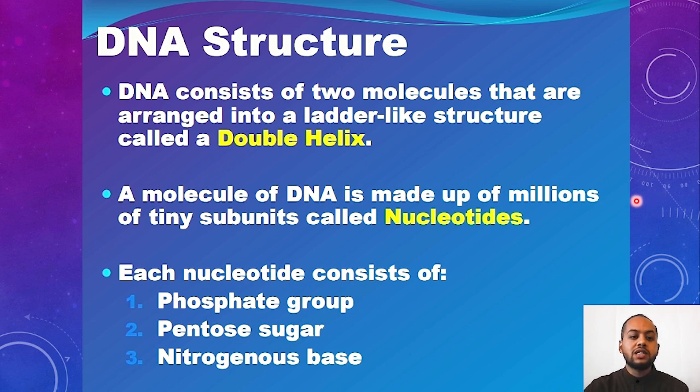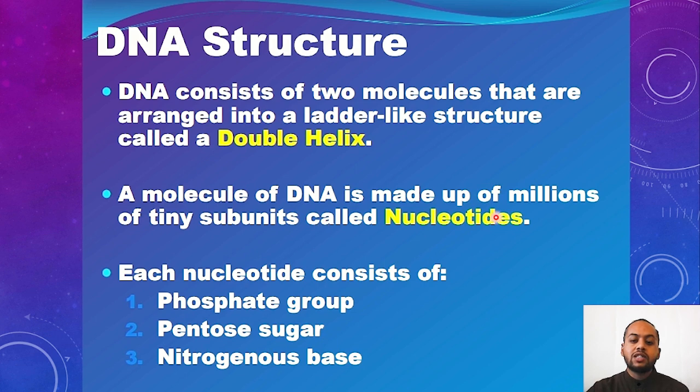So if we look at the DNA structure, as mentioned earlier on, we see that DNA consists of two molecules that are arranged into a ladder-like shaped structure called a double helix. So that double helix structure, which I mentioned earlier on, is going to comprise two molecules that are arranged in a ladder-like structure called the double helix.